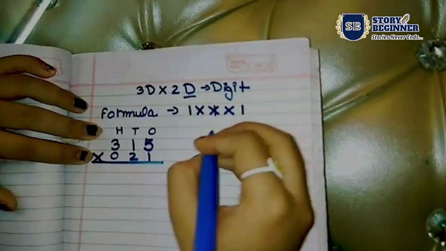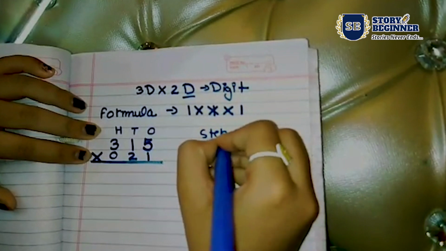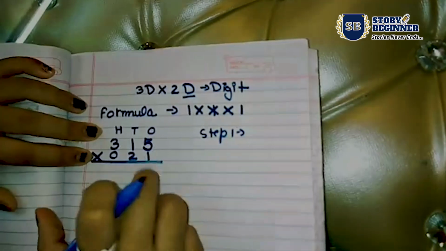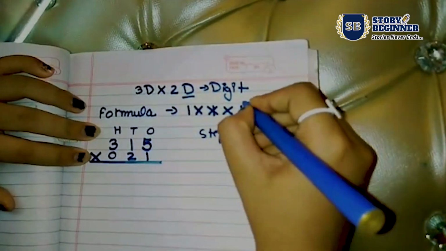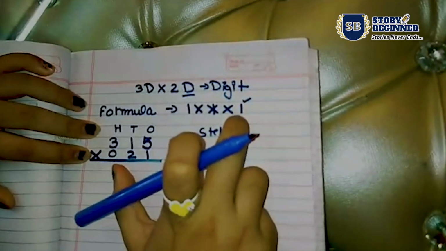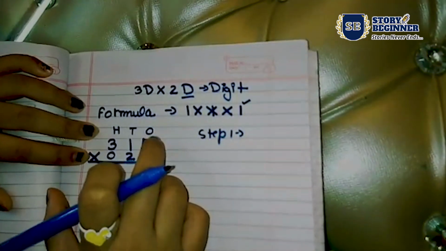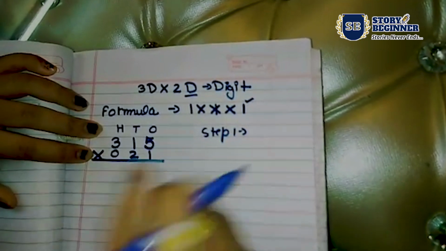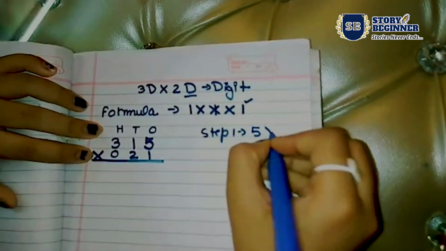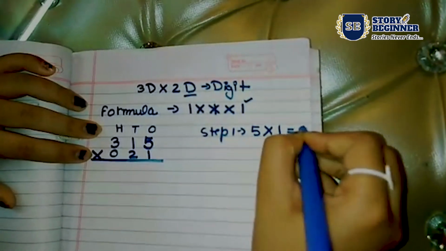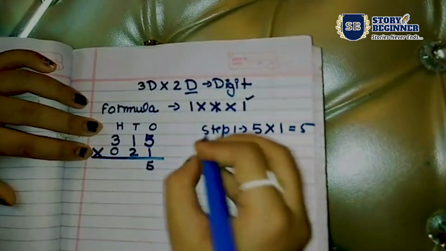Step 1 is that we always start from the right side. This is I, which means we multiply the ones place only. So 5 into 1 is equal to 5.